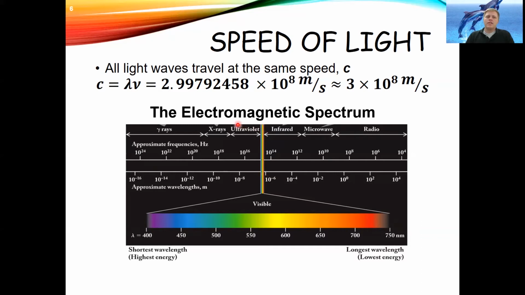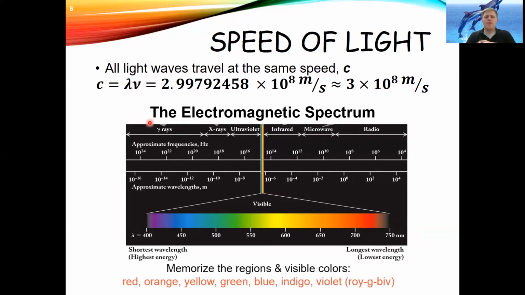At shorter wavelengths beyond the visible is the ultraviolet. After ultraviolet is X-rays, and below X-rays is gamma rays. So with this, I do need you to memorize this entire spectrum. You don't necessarily need to memorize the frequencies or wavelengths that correspond to each region, but you need to memorize the order of these different regions.